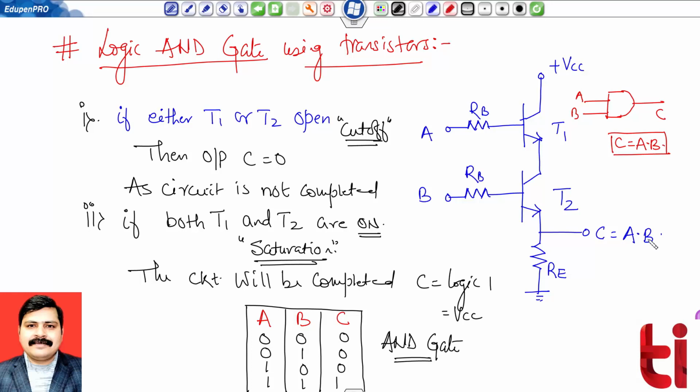So in this module, we have discussed the switching behavior of transistors. In fact, we have discussed a couple of interesting numericals. Thank you.